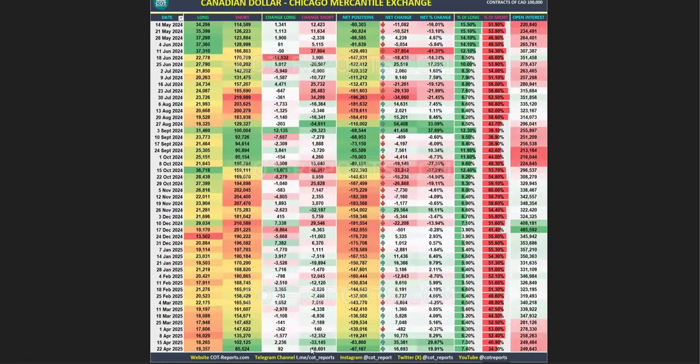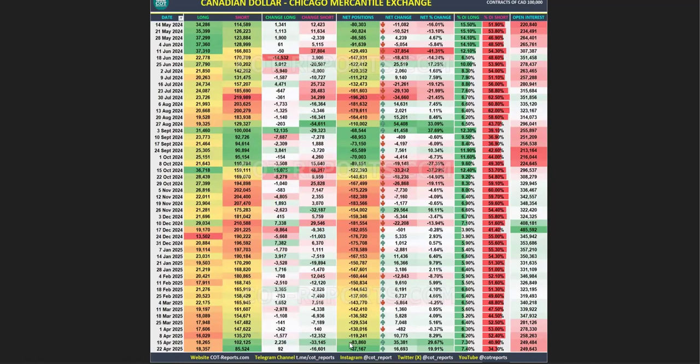Canadian dollar, at the same time, they closed minus 16,000 positions or contracts, right? Short position or short contract. They closed 16,000 of it. But at the same time, the buyers on Canadian dollar did not add much order. So that means CAD is strong but not super strong.